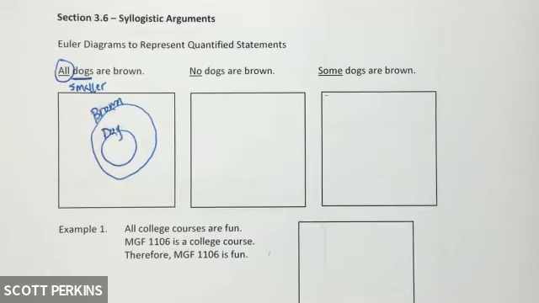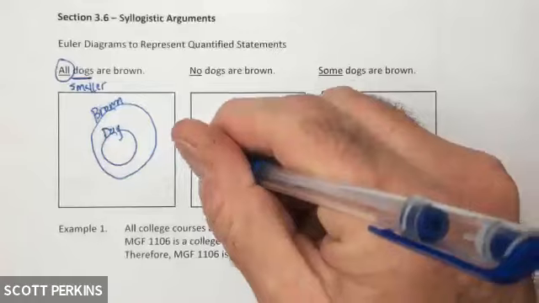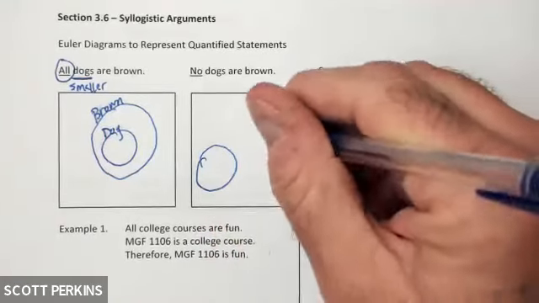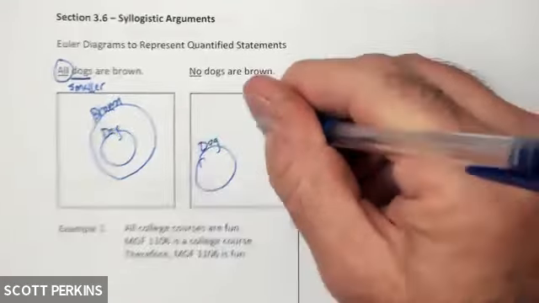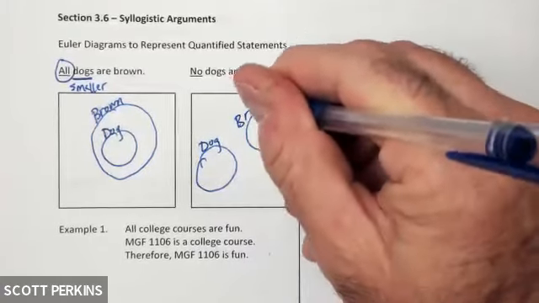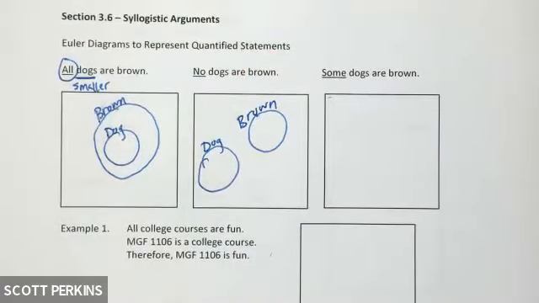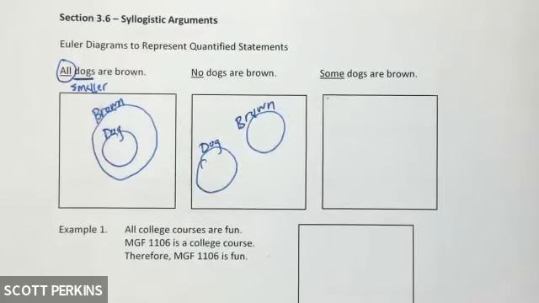The next one. No dogs are brown. Again, not concerned whether that's true or not. But if I have a circle for dogs and a circle for brown things, if no dogs are brown, how do you think those two circles are going to interact with each other? Yeah, they're going to be separate. It doesn't matter where you put them. All that matters is that they are separate. So I have dogs, I have brown things, and no dogs are brown, so those circles don't interact at all. So in general, whenever you see a no statement, you're going to write the two circles apart from each other.